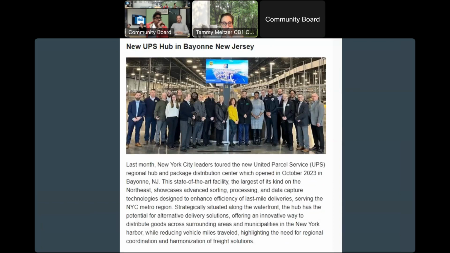There's a new UPS hub in Bayonne, New Jersey. What's interesting about it is they're going to have a marine dock so they can distribute using the water systems, and also that will allow them to use e-bikes and other things. So UPS might be looking very much to find other options than the trucks that they currently use.